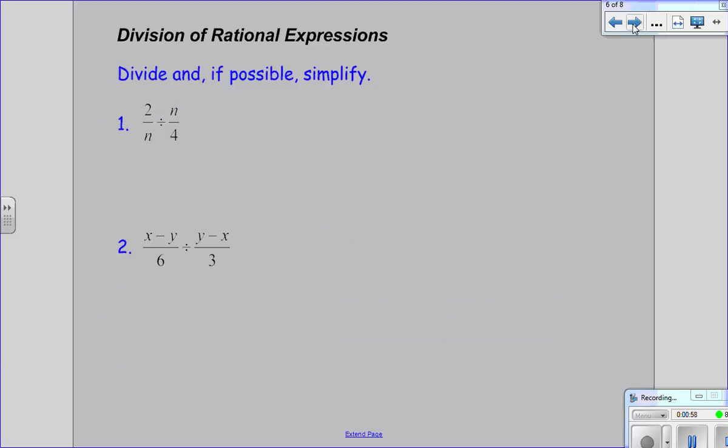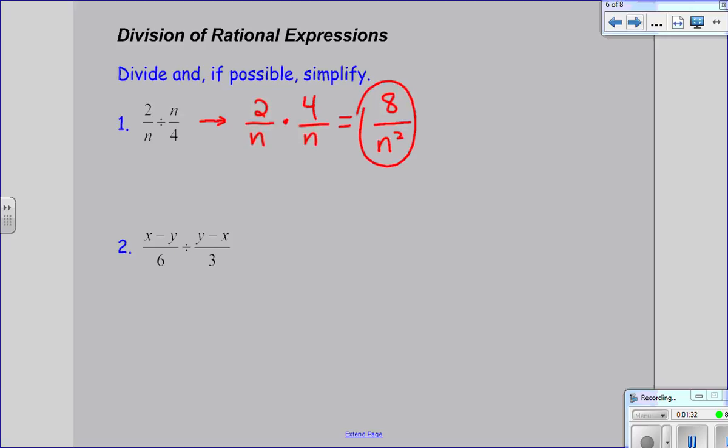In our first example, we notice it's a division problem, so our first thing we need to do is to rewrite it as a multiplication problem. Don't try to cancel common factors first, because you can't do that until it's a multiplication problem. So we keep our first fraction the same, change our division to multiplication, and then write the reciprocal of the second fraction. Now there's no common factors to remove, so we just multiply across. 8 over n squared.